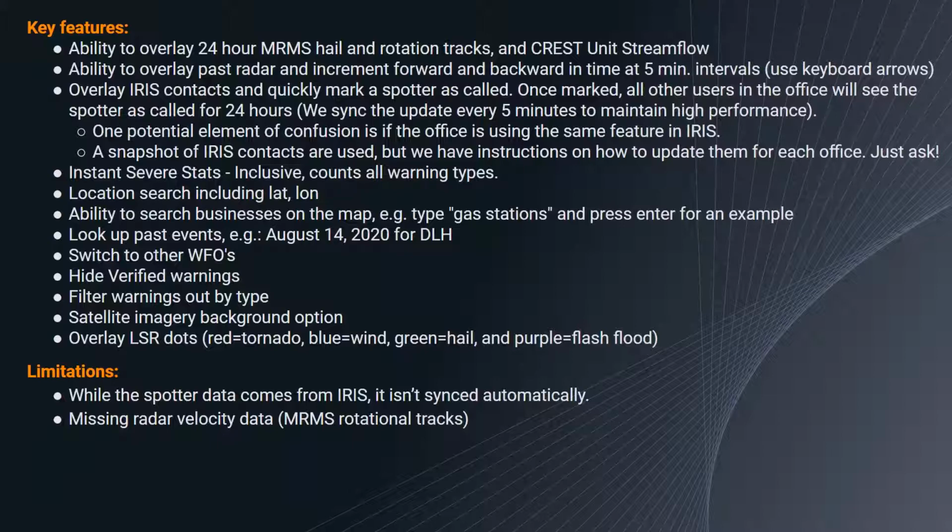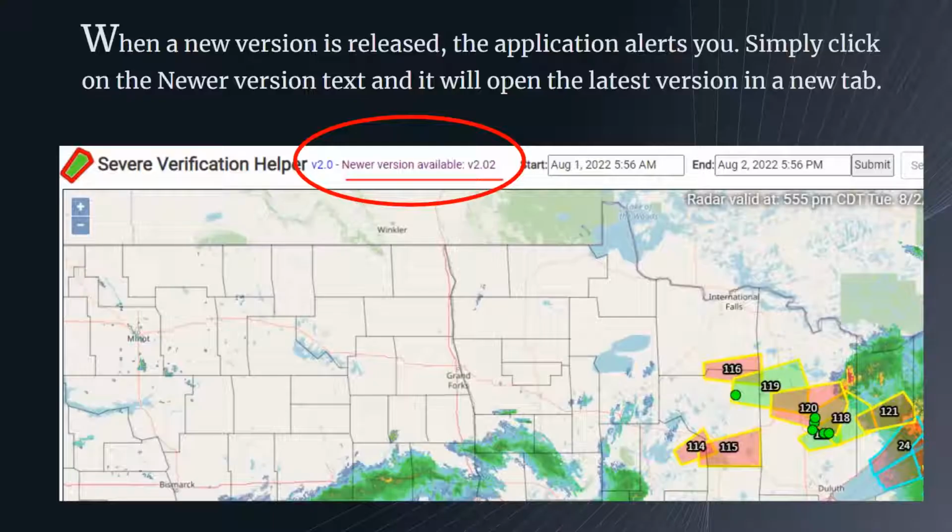So it gives you at least some indication of where the data has, or where rotation was, but not the raw velocity data. And then finally, when a new version is released, the application will let you know that there's a new version. All you have to do is click on that newer version available and rebookmark that as your new site. So that's a handy feature as well.